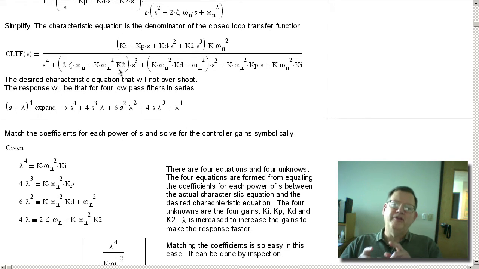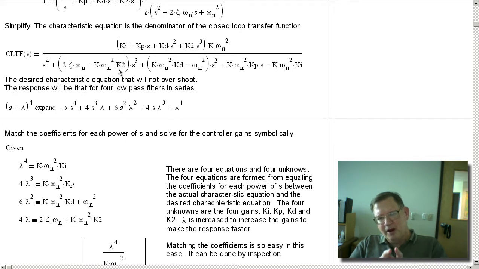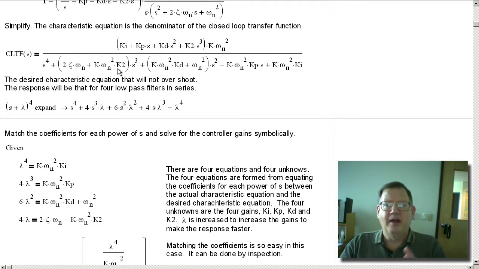What we want to do is place the poles as far to the left as possible, so that any errors or transients decay to zero as quickly as possible. Now, to calculate a characteristic equation that doesn't overshoot, we want to start with 4 real poles. We have to have 4 real poles because our closed loop characteristic equation has 4 poles.